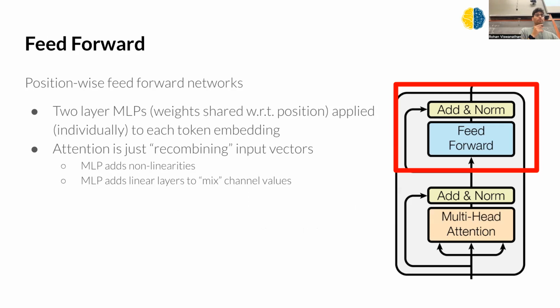Next is the feed-forward block, which is simply a feed-forward neural network, two-layer MLPs that are applied individually to each token embedding. And then lastly, we have another add and norm block at the end, which again takes into account the input in a residual fashion to remedy vanishing gradients. All this MLP does, going back to the feed-forward neural network, is add nonlinearity to our output.